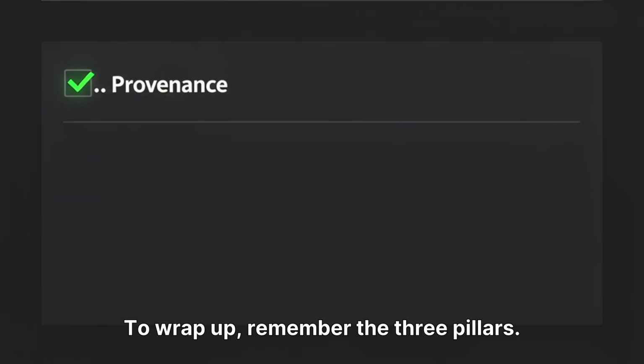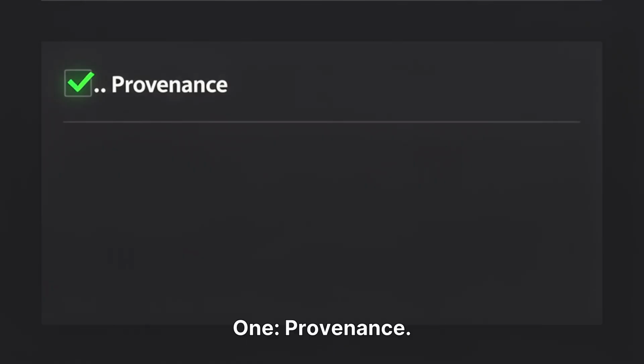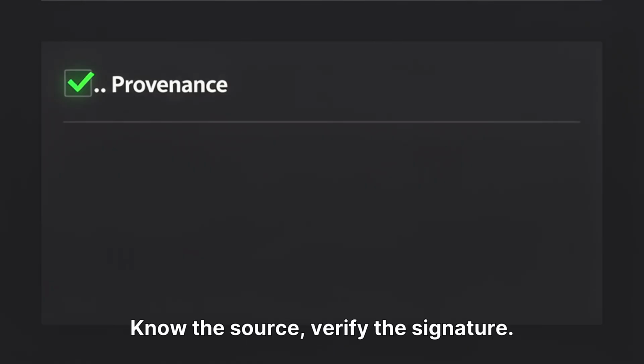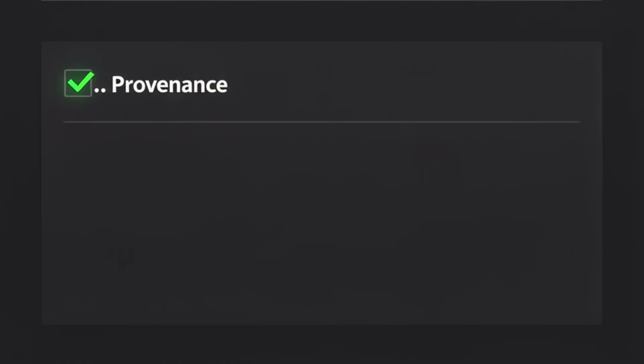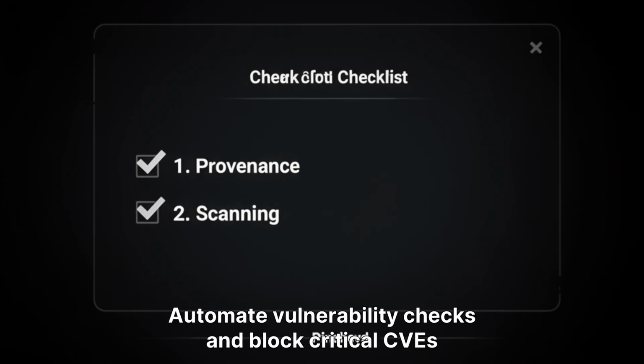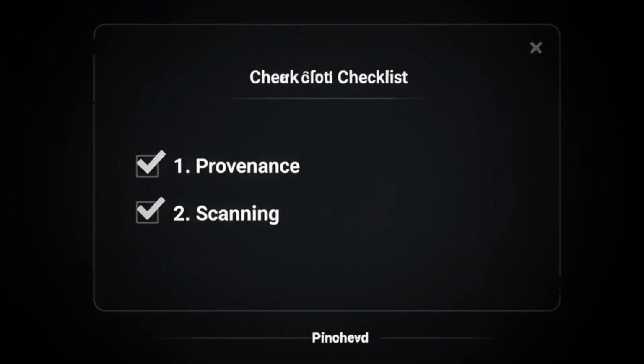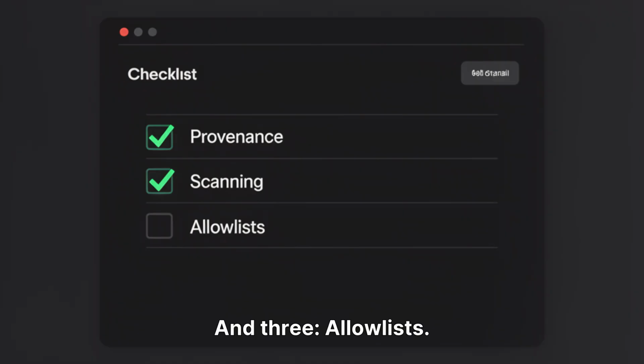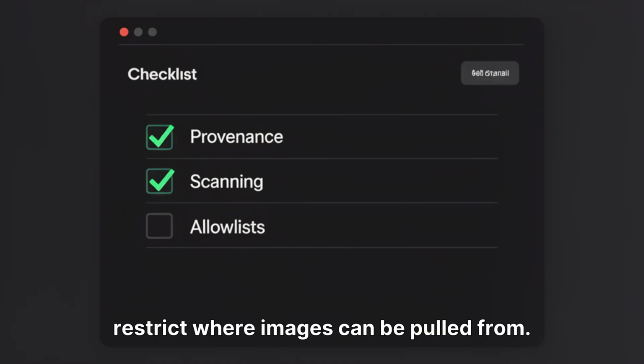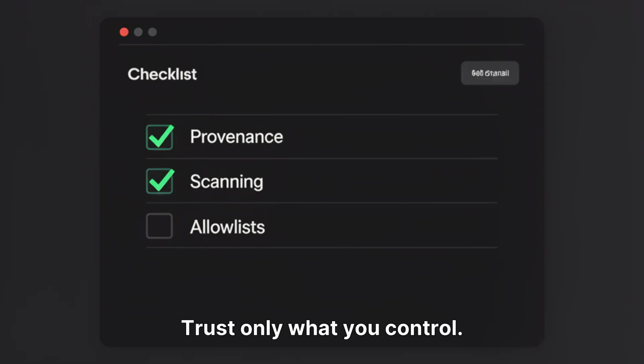To wrap up, remember the 3 pillars. 1. Provenance. Know the source. Verify the signature. 2. Scanning. Automate vulnerability checks and block critical CVEs before they deploy. And 3. Allow lists. Restrict where images can be pulled from. Trust only what you control.